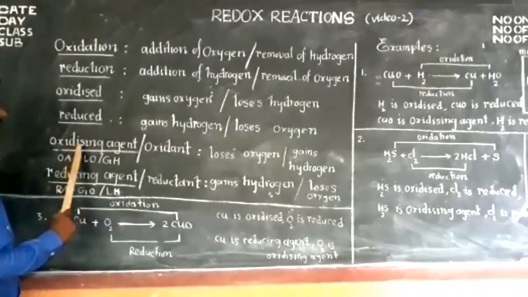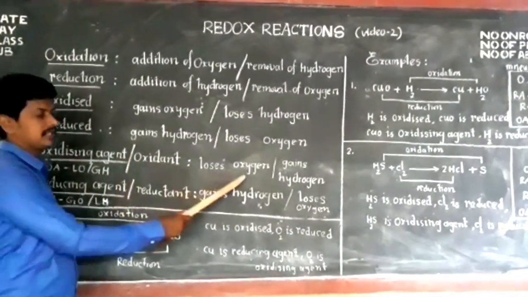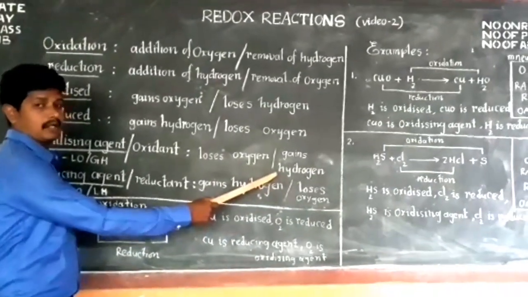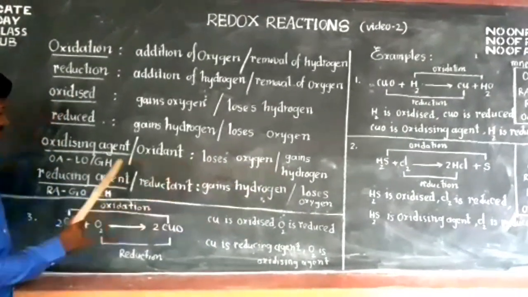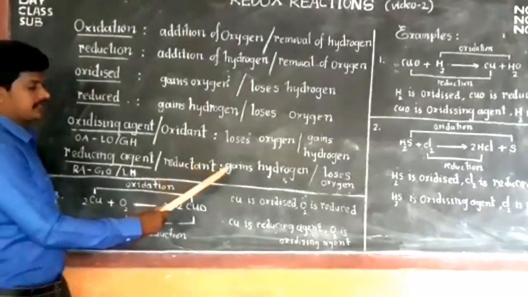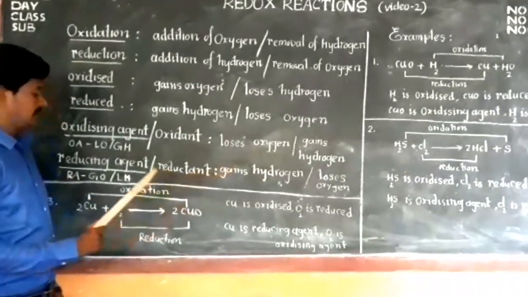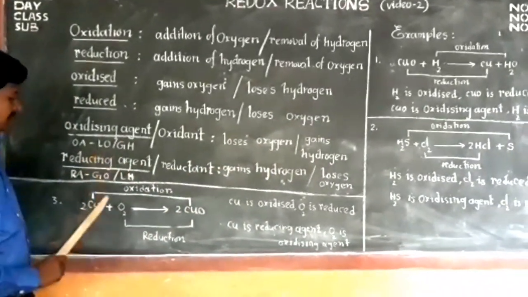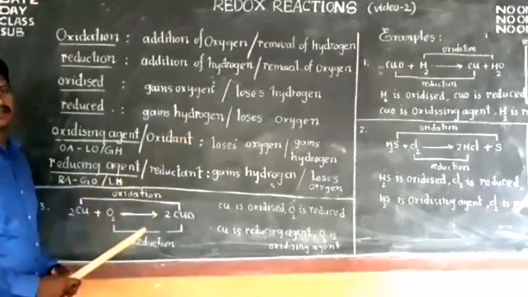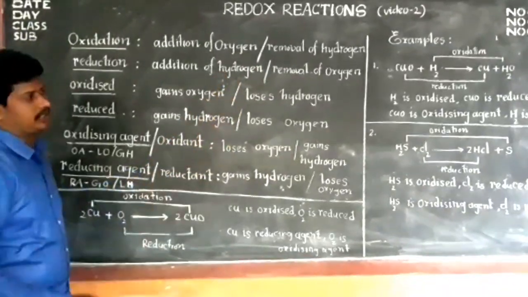Next, oxidizing agent or oxidant: a substance which loses oxygen or gains hydrogen is called oxidizing agent. Next, reducing agent or reductant: a substance which gains oxygen or loses hydrogen is a reducing agent. Here there are 3 examples to discuss redox reactions. Let's move on. First, redox reaction.